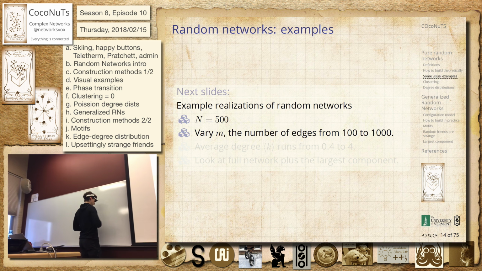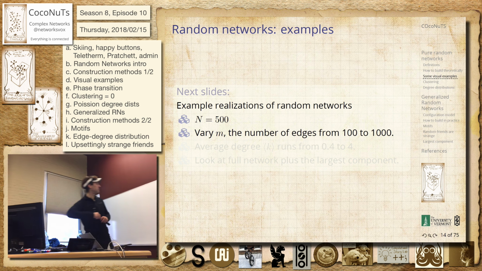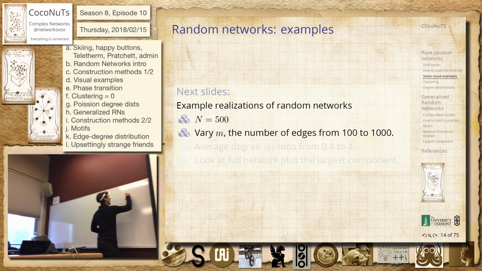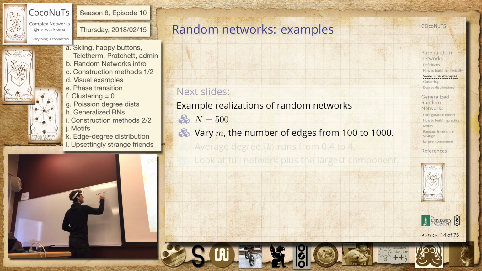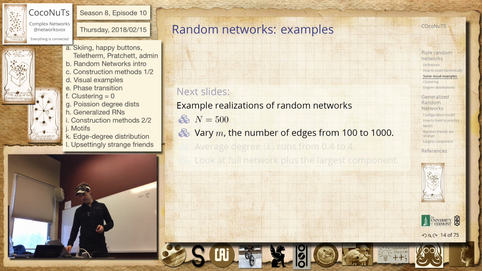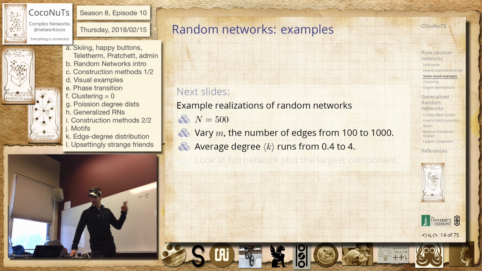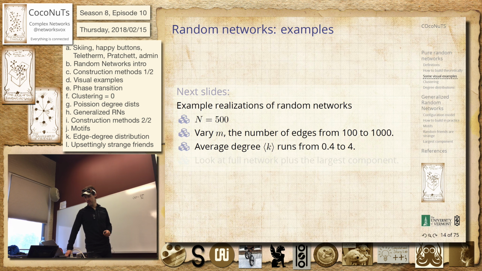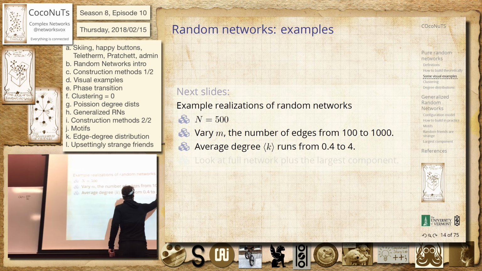Average degree is 2m over n. So, yes, we go from 100 to 1,000 edges, so we're going to double this thing. So it's going to be 200 over 500, 2,000 over 500. So we're going to have an average degree going from 0.4 to 4.